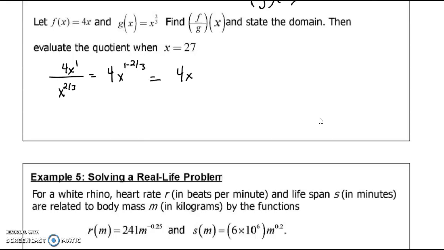So I end up with 4. And then x to the 1 minus 2/3 is 1/3. So I'm going to have f over g of x equals 4x to the 1/3.